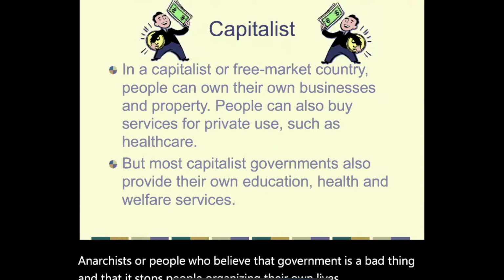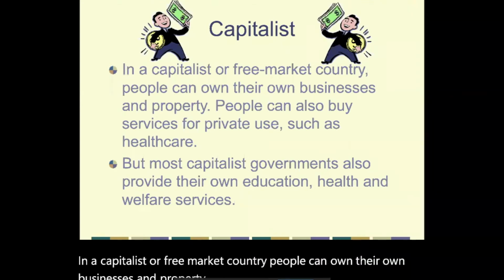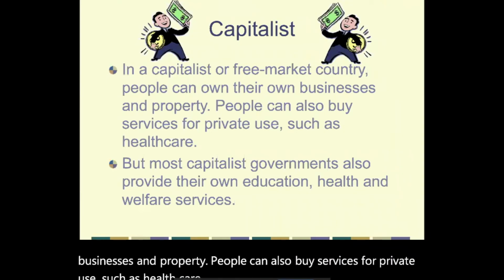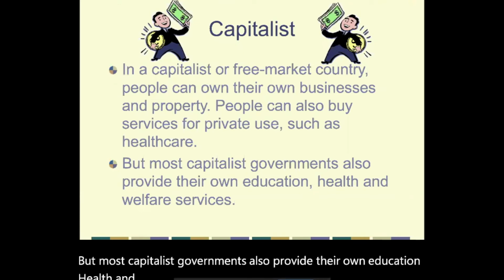In a capitalist or free market country, people can own their own businesses and property. People can also buy services for private use, such as healthcare. But most capitalist governments also provide their own education, health, and welfare services.